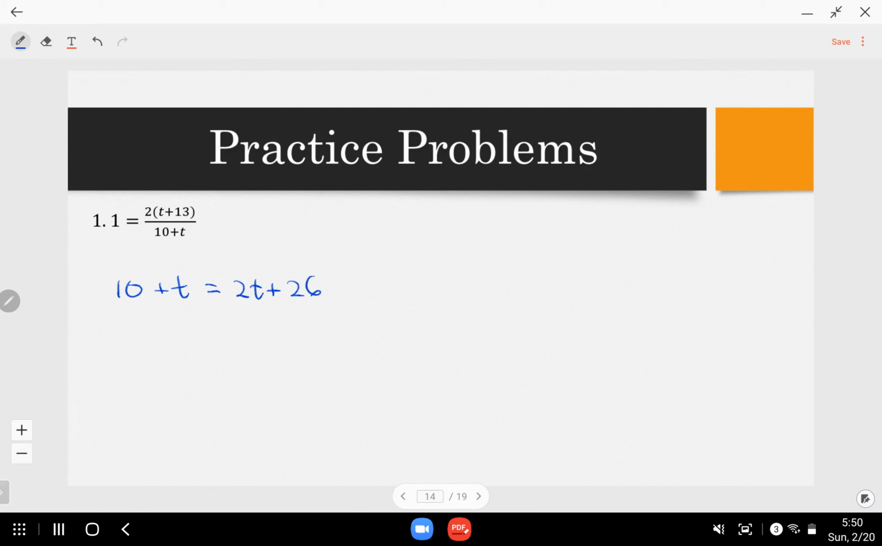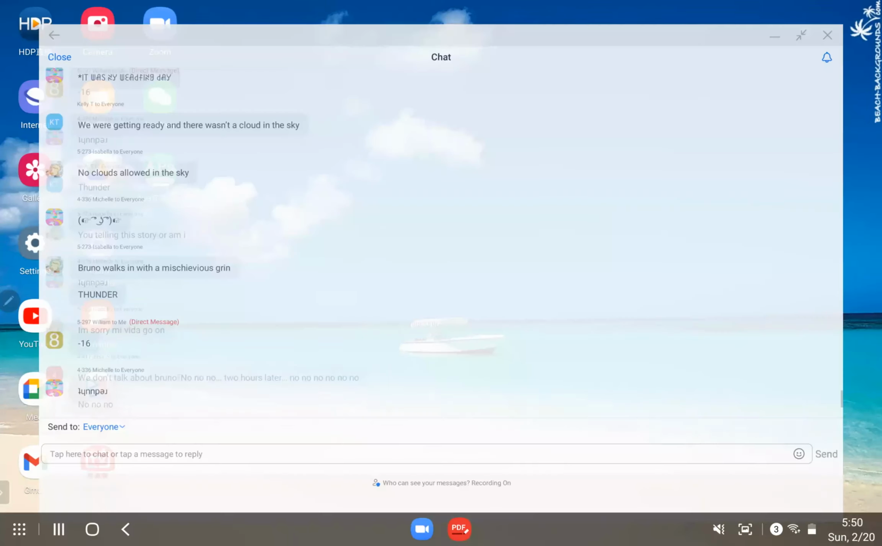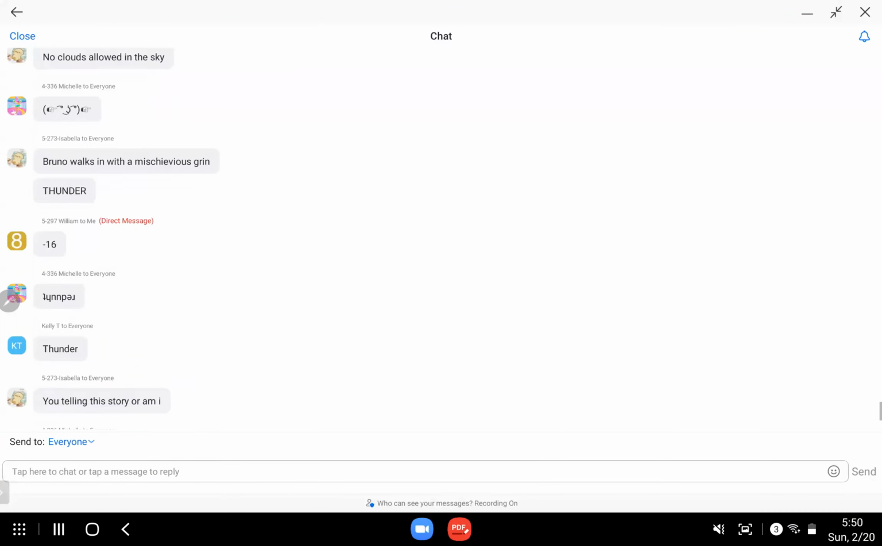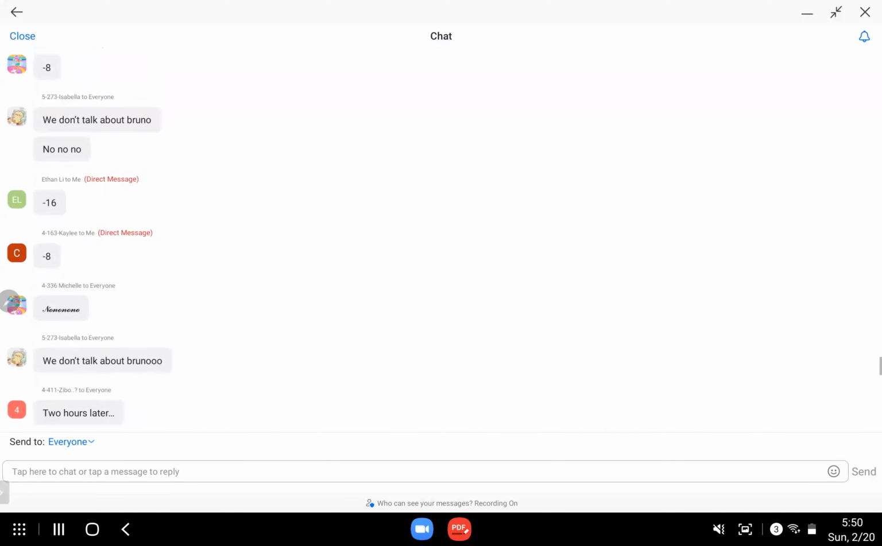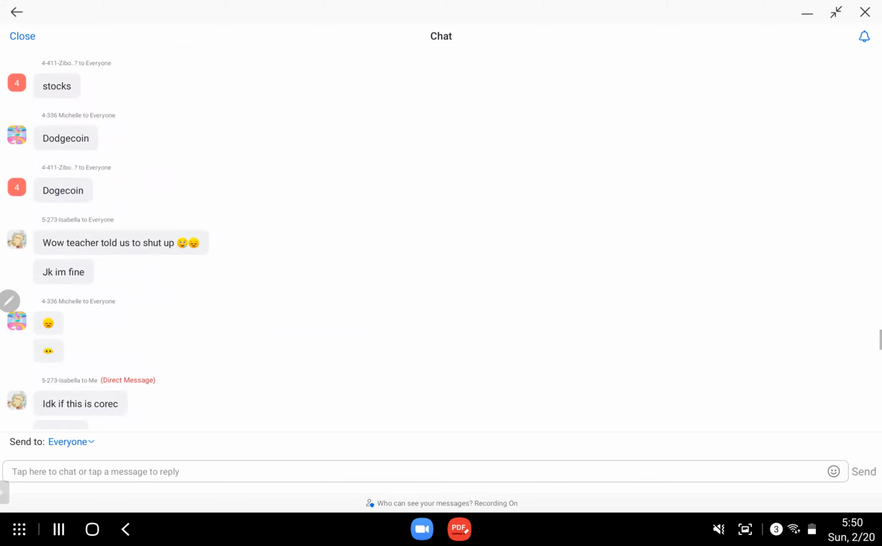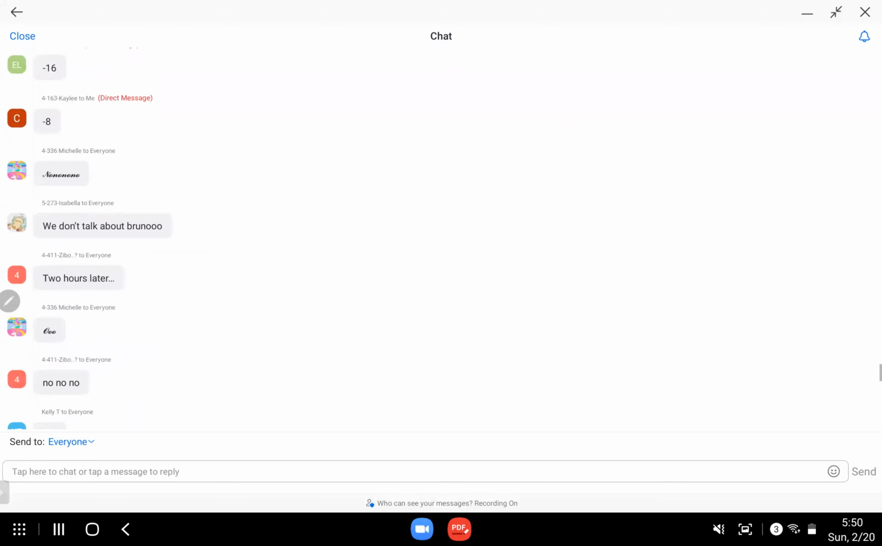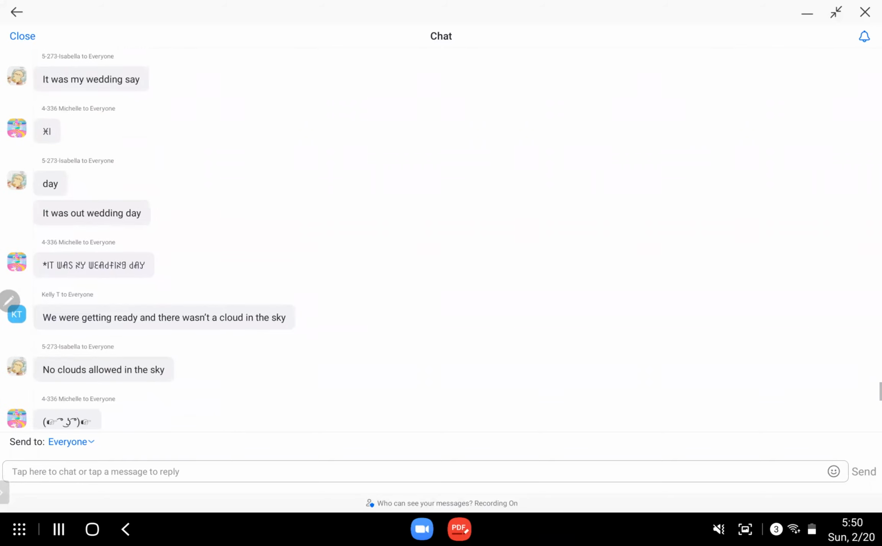The -16 guy is actually correct. So what you need to do is move the t to that side. You get t by itself. Then 10 minus 26 is equal to -16. Who got -8? What a shame. Ethan, very good job. And William, you got -16 too. Good.